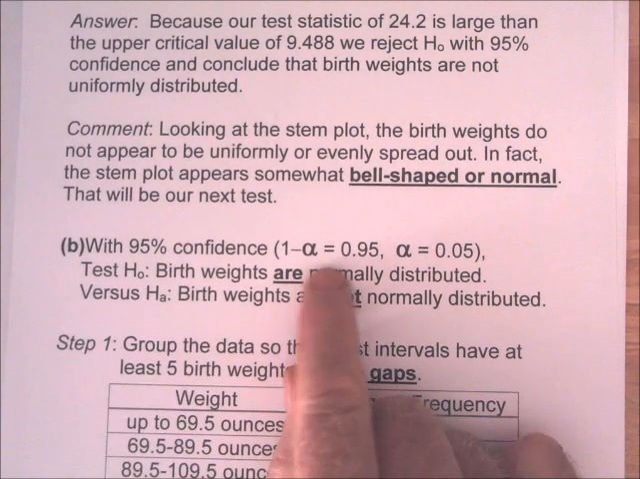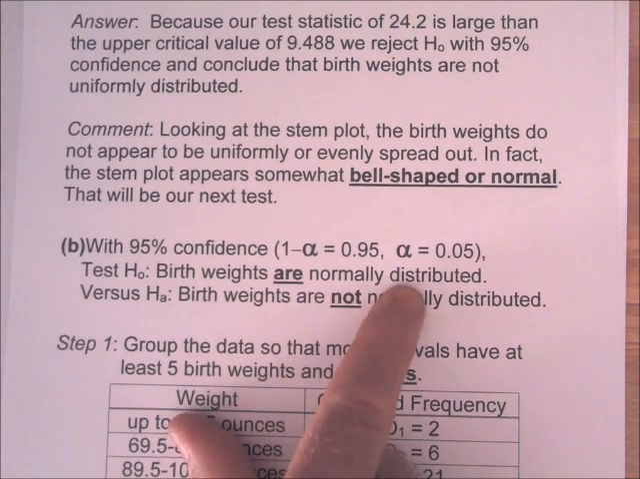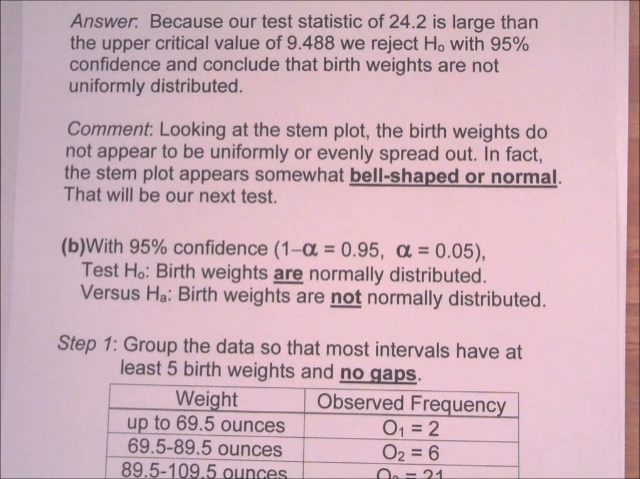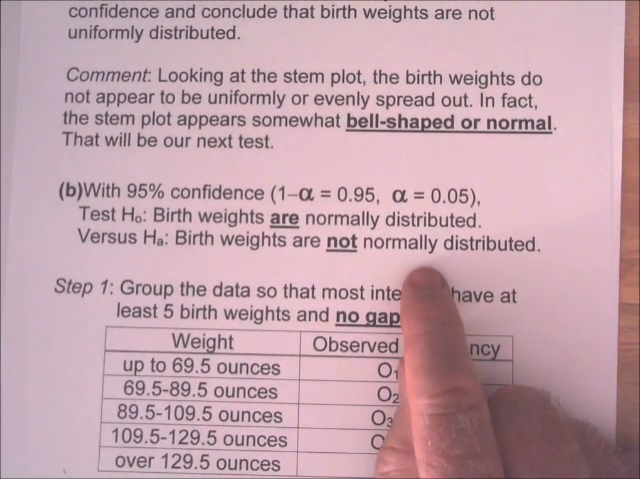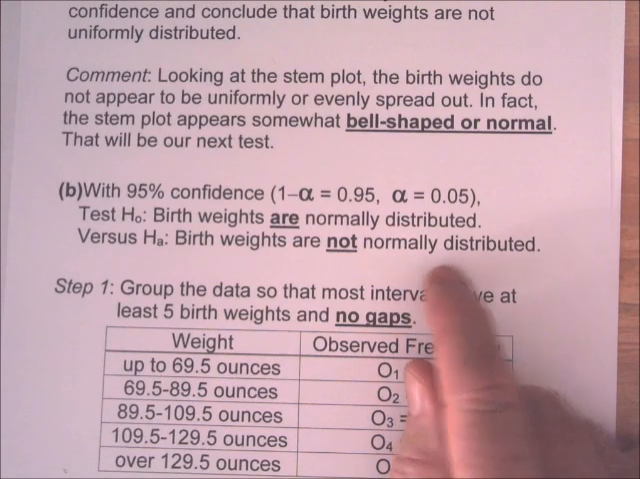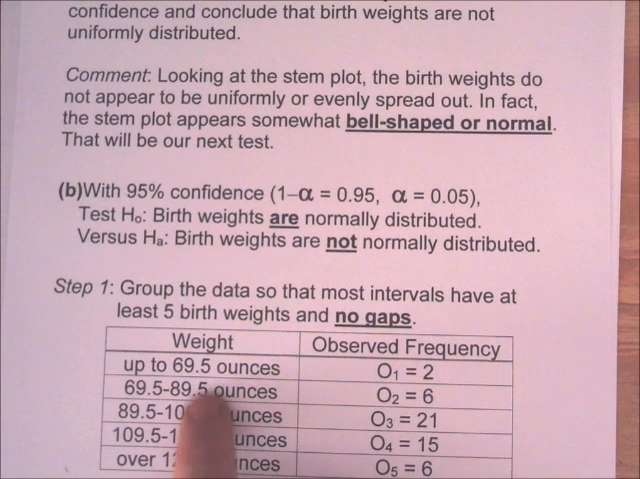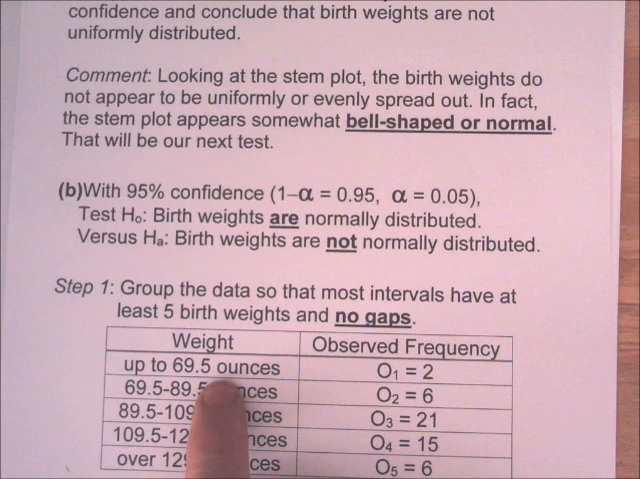So again, 1 minus alpha is 0.95, alpha is 0.05. H0, birth weights are normally distributed. HA, birth weights are not normally distributed. And again, we can group the data. We can use the same grouping, but because the normal distribution includes fractions and decimals, we want to extend these intervals so there's no gaps between the intervals.